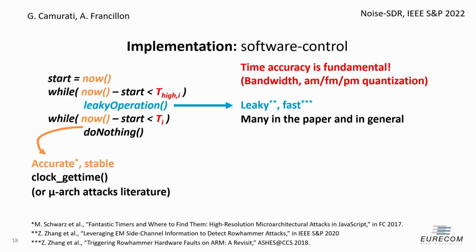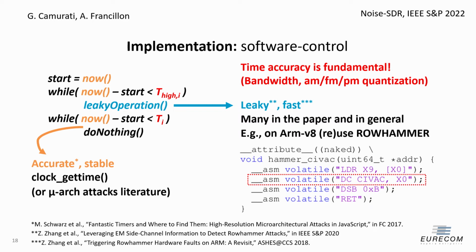For the leakage, there are many types. In the paper, we focus on DRAM accesses. Here, I want to show you an example on ARMv8. Inspired by Rowhammer, we first load a memory address, and then we use an unprivileged cache instruction to invalidate the address so that we can always load from main memory and create a leakage.